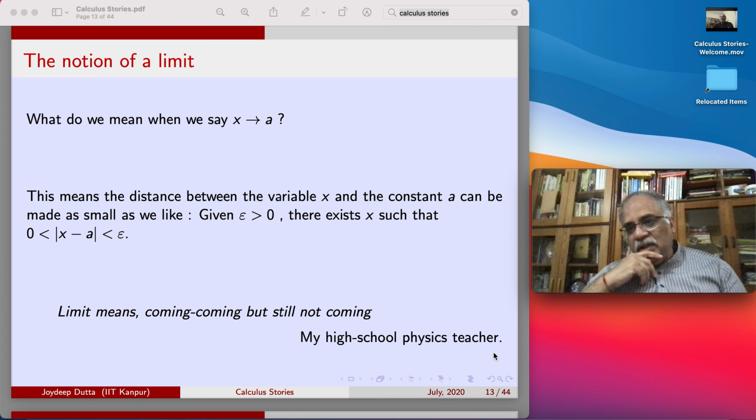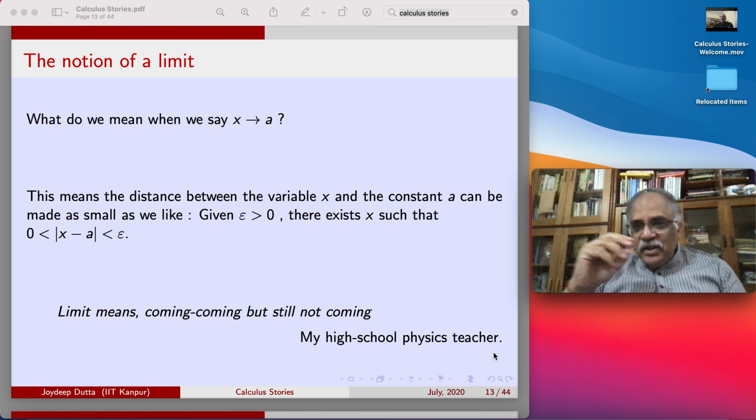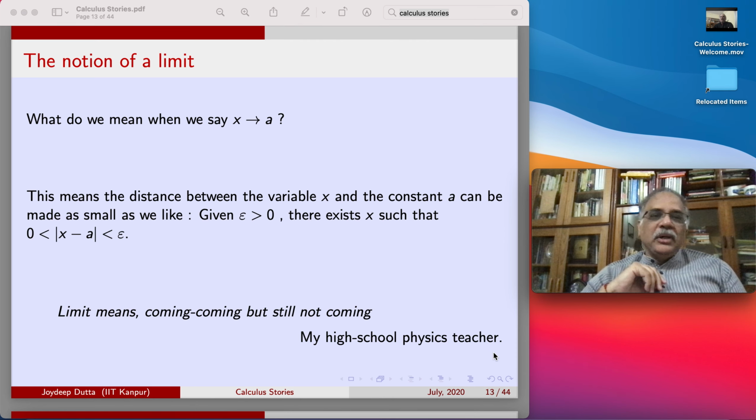This program that I've started, this calculus for the enthusiast, finally I'll make it a book. My rather first attempt at a kind of semi-popular writing in mathematics. So today I come to discuss with you the notion of a limit.